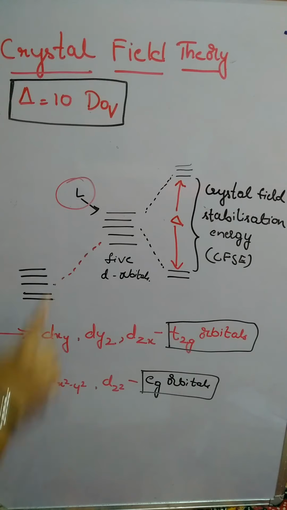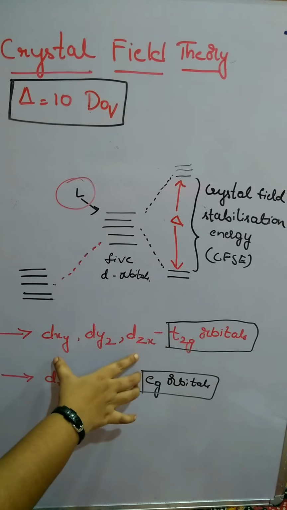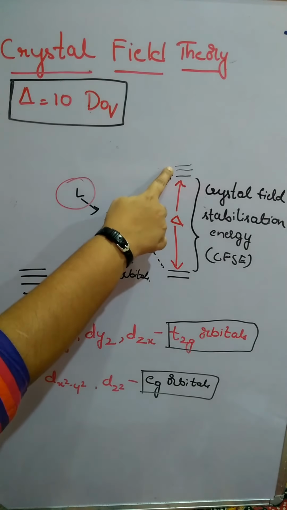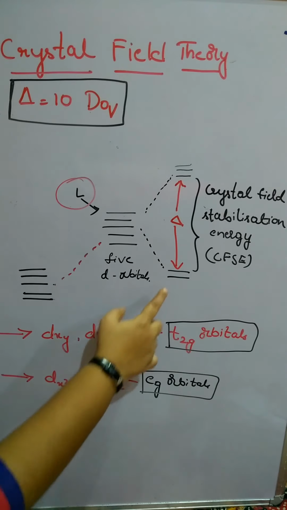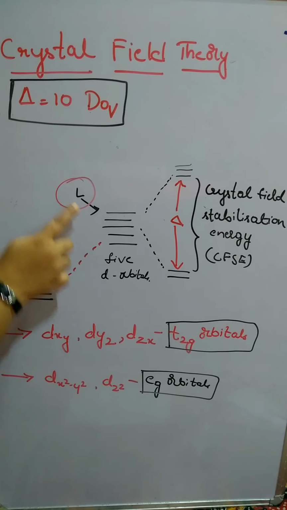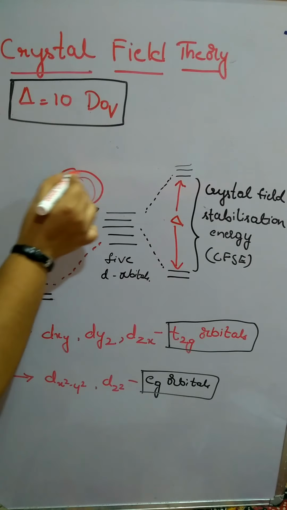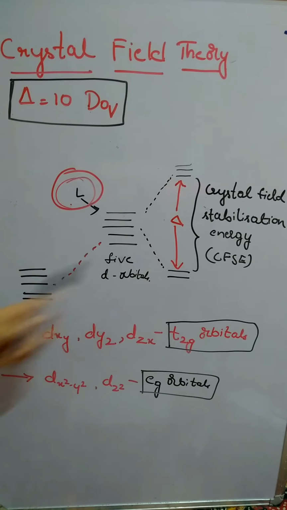If the orientation is similar to this one, then these will be experiencing more repulsion. At that time, their energy is going to be raised. And these will be experiencing less repulsion, so they will be at this point. So if the ligand orientation and the orbital orientation are similar, then these orbitals will experience more repulsion and be raised in energy, and the others will experience less. The splitting is completely based on the ligand, and the ligand alone is responsible for this splitting.